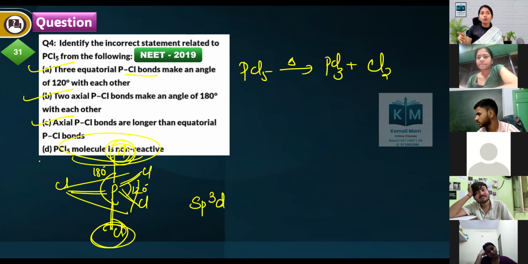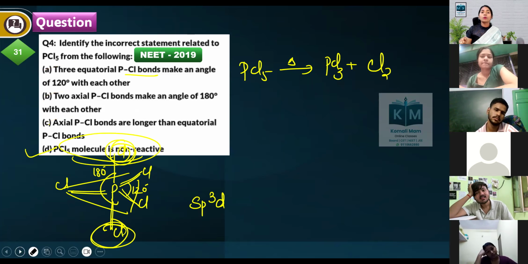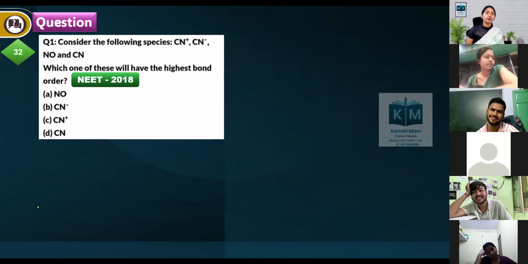PCl5 is a reactive molecule. They have given non-reactive. So what is the correct option? Option 3 is the correct answer. Done. Option 4 is the correct answer, which is the non-reactive molecule.